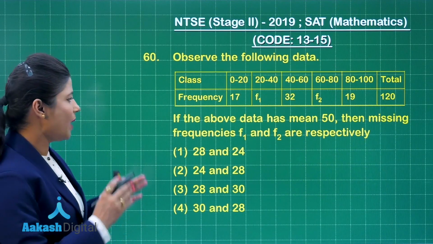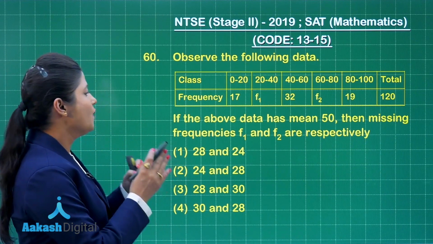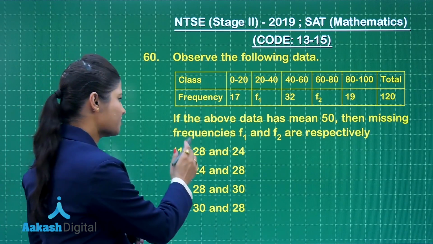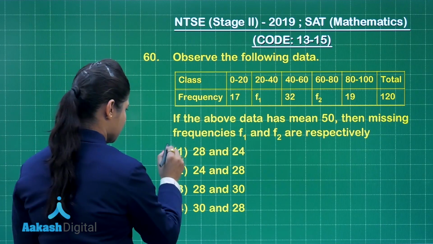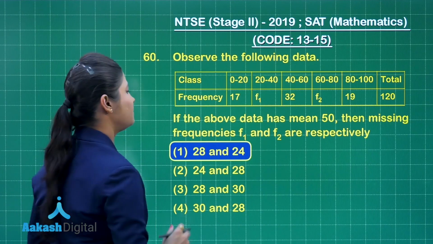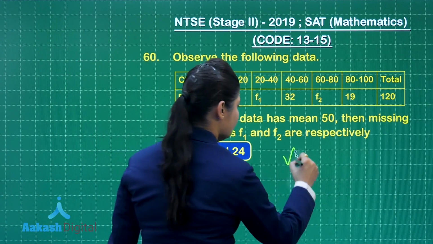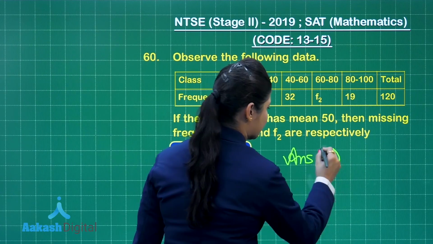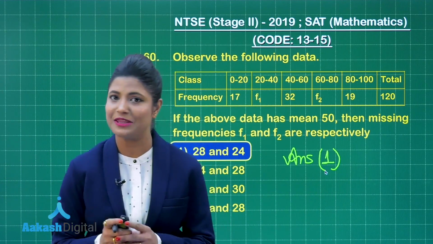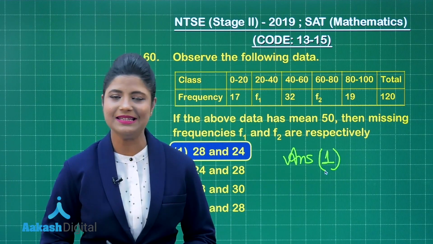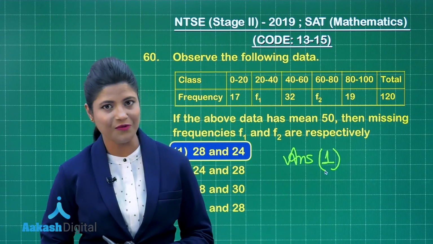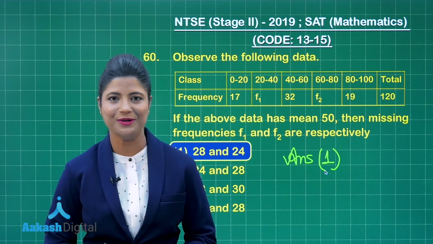So in this question, you had to figure out the values of F1 and F2, which are respectively 28 and 24. Out of these 4 options, option number 1 gives the required answer, with 28 and 24 as the respective values of F1 and F2. You can mark the answer as option number 1. I hope this question is clear to you. So here we come to the end of the discussion of the mathematics part of the SAT paper of NTSE Stage 2, 2019. I hope you cleared all the questions and you scored very good marks in your examination. All the best for your results. Thank you.